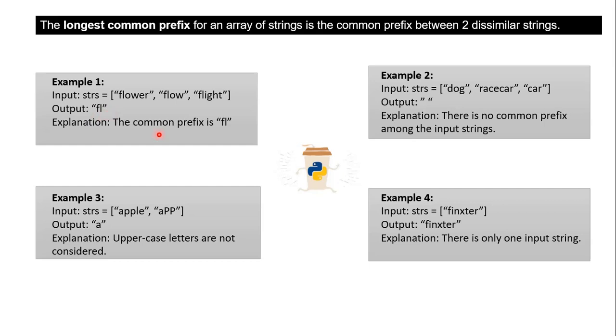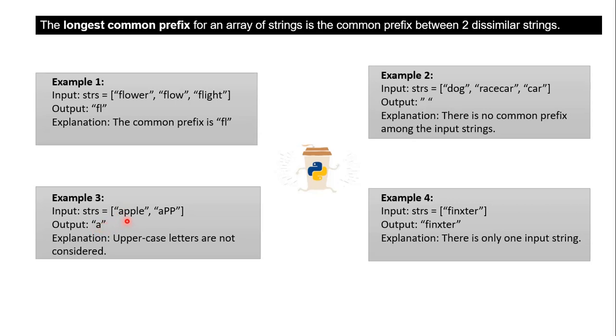Now let's have a look at another example. Let's say that the strings in the array are dog, racecar, and car. Now if you look closely, then these strings have no common prefix. In this case, the output should be an empty string. Similarly, let's have a look at the third example. The only common character or the only common prefix in this case is A. Therefore, we return A as the output.